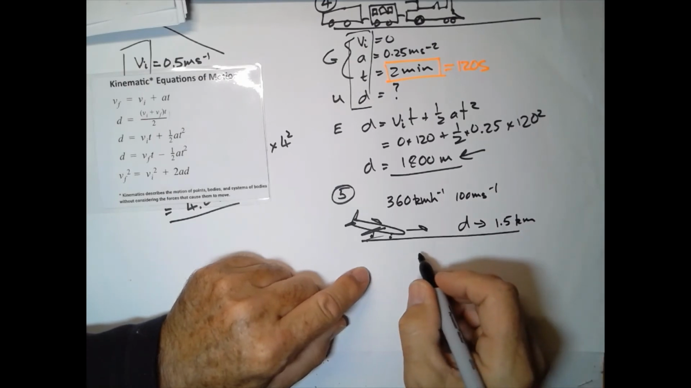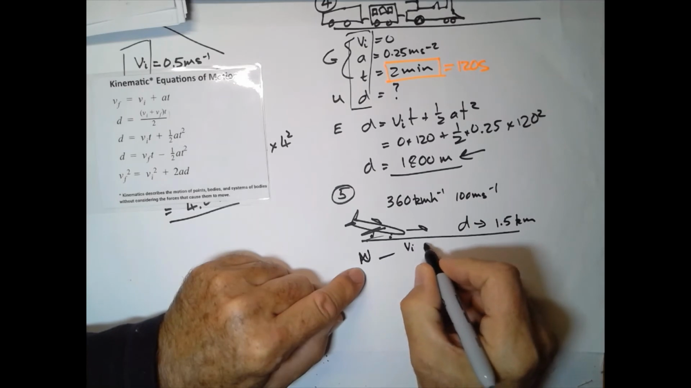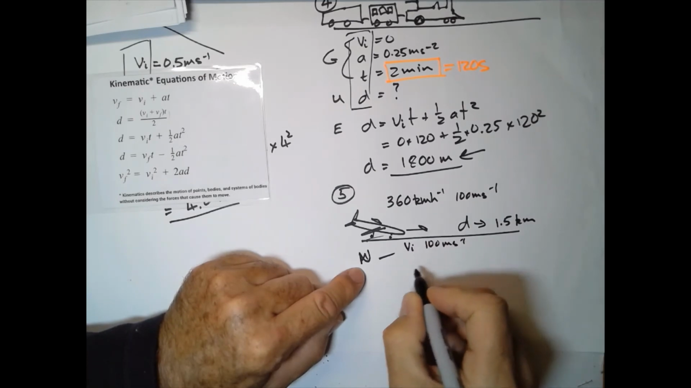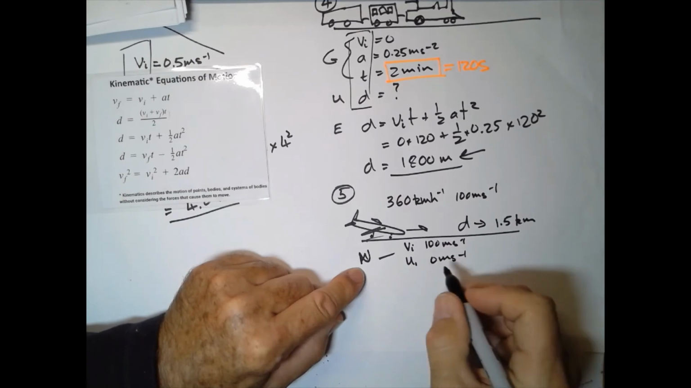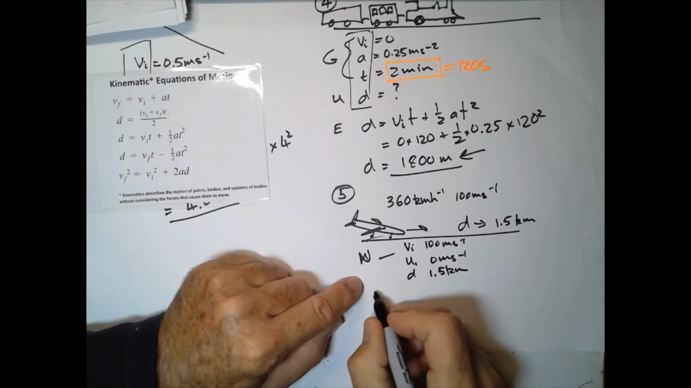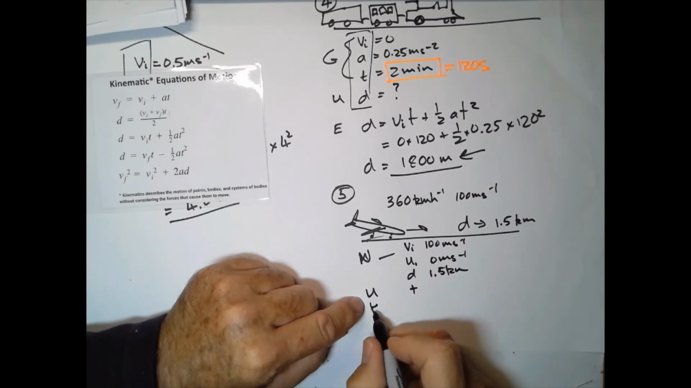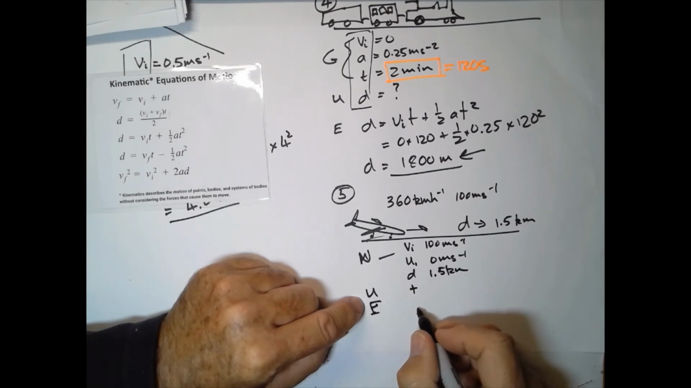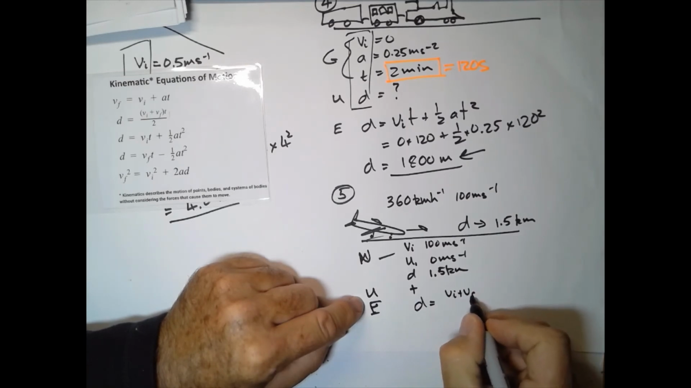So how long does it take? So what is it we know? We know an initial velocity, 100 meters per second. We know a final velocity, 0. We don't want it to run off the end of the runway. We know a distance, 1.5 kilometers. Our unknown is time. So what's an equation which ties those together? The equation is going to be d is equal to v initial plus v final over 2 times t.